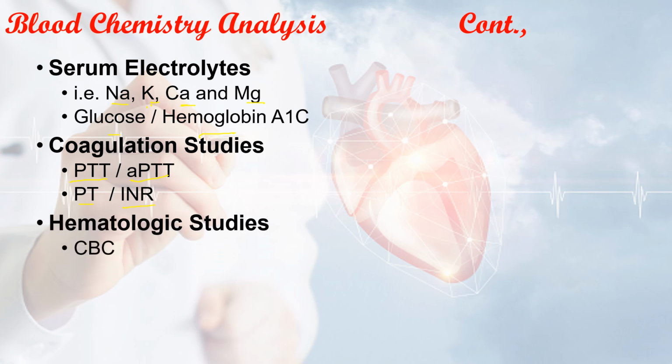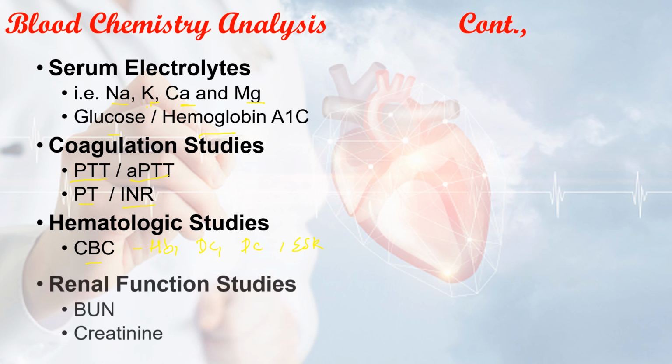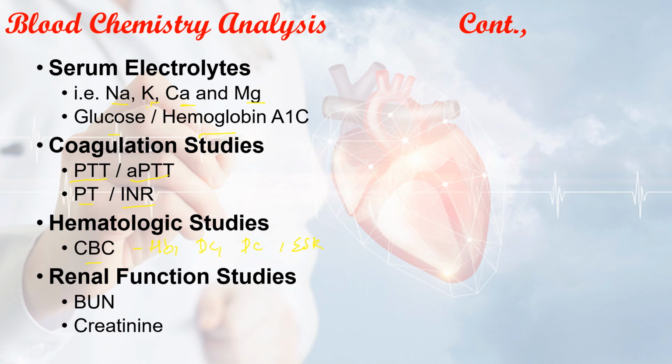Then hematologic study, that is complete blood count. It starts from hemoglobin, then differential count, platelet count, similarly ESR. All these studies are relevant to rule out cardiac diseases. Then renal function test. In renal function test, we analyze blood urea nitrogen and serum creatinine level.